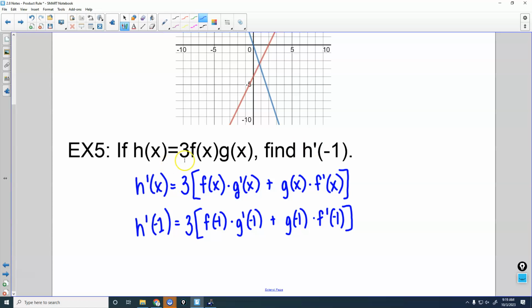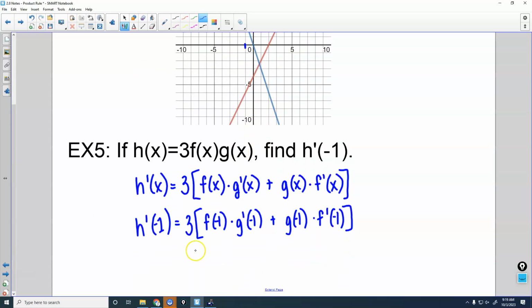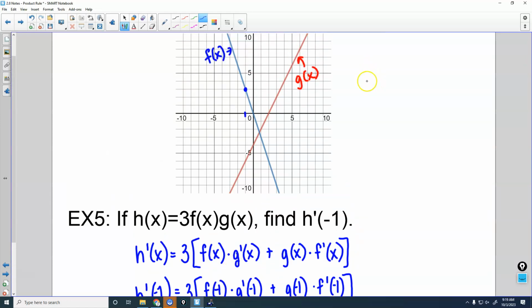How do I find f of negative 1? I look at the graph. So I'm looking where x equals negative 1. Here's my point on the graph. What do I report for f of negative 1? It'll be 3. You're looking at the y coordinate right there. So the point negative 1, 3 is on the graph right here. So f of negative 1 is 3. It might even be helpful to write over here f of negative 1 equals 3. I also have to find f prime of negative 1.